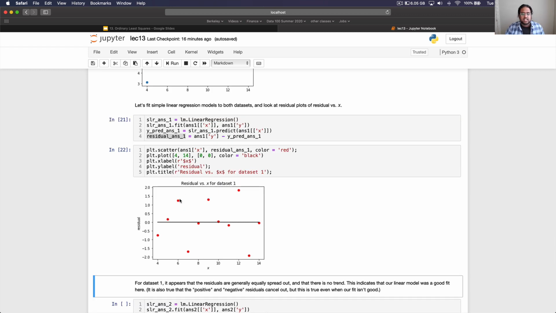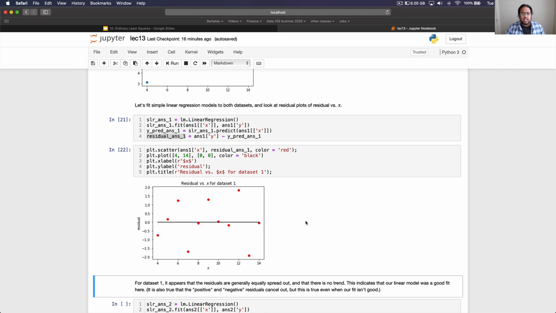It's also the case that the spread of our residuals vertically seems to be relatively the same across our x-axis. It's not the case, for example, that small x values all have small residuals and big x values all have big residuals. It seems to be the case that there are both small and large residuals, at least in terms of their absolute size, all throughout the x-axis.